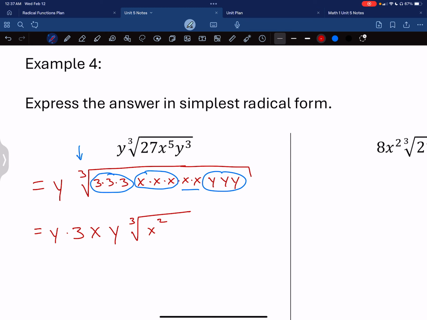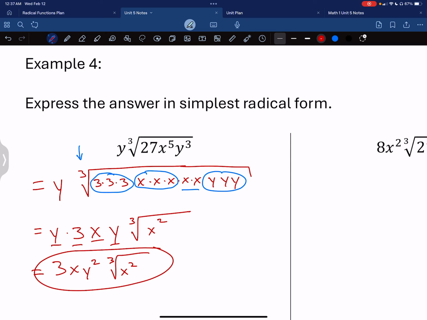Now simplify what you pulled out. So I have 3, I have 1 x, and I have 2 y's, so it's y squared. Then we bring the cube root of x squared, and we are all done.